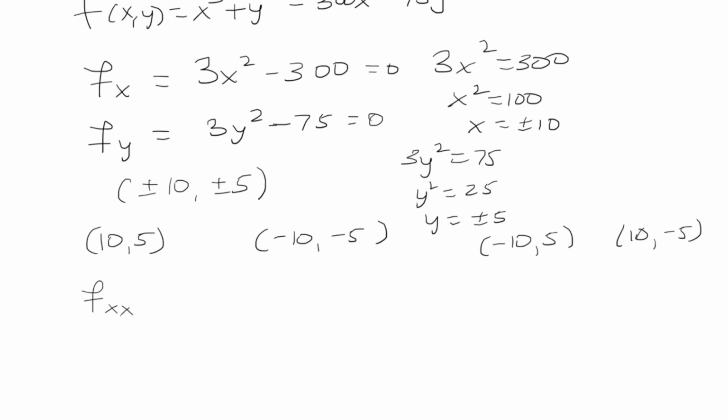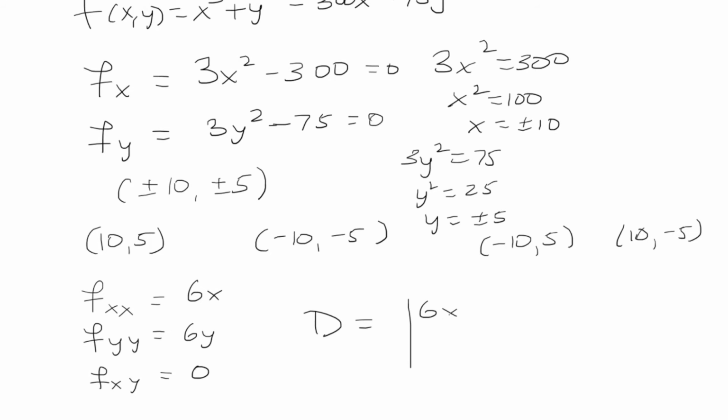Okay, so first, let's find the second derivative with respect to x. We get 6x. Second derivative with respect to y, we get 6y. And then the partial of x and then y, that's going to be 0. So we get the Hessian matrix. So this will be 6x, 0, 0, 6y. So the determinant is 36xy. Okay.